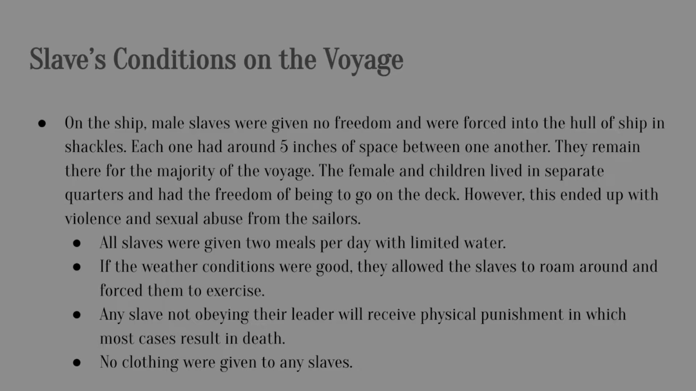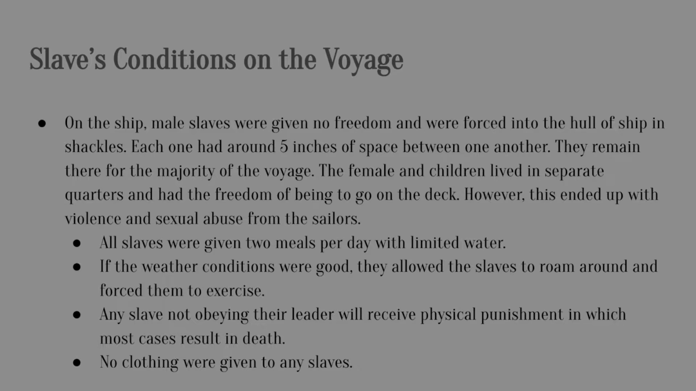On the ship, male slaves were given no freedom and forced into the hull of the ship in shackles. Each one had around 5 inches of space between one and another. They remained there for the majority of the voyage until said otherwise. The female and children lived in separate quarters and had the freedom to go on the deck. However, this ended up in violence and sexual abuse from the sailors.